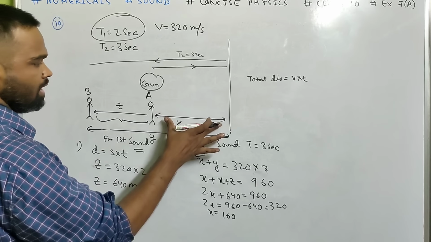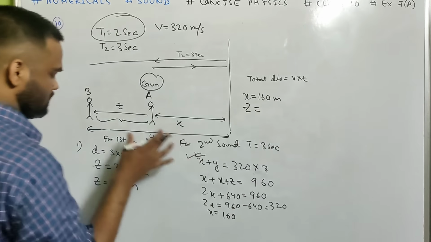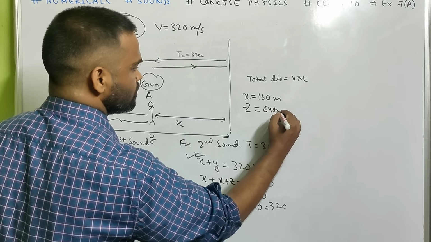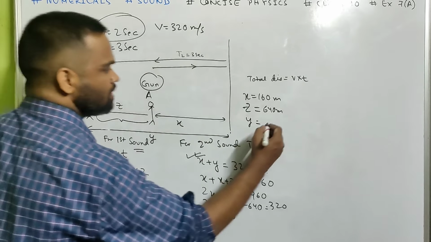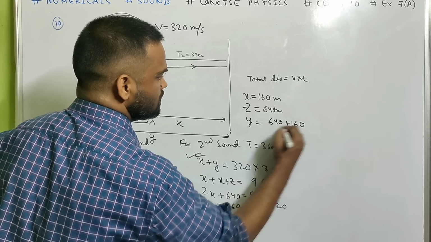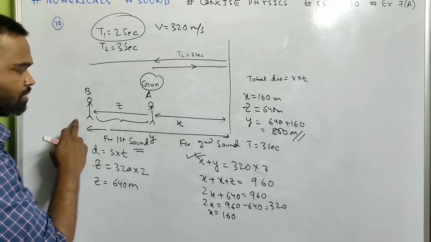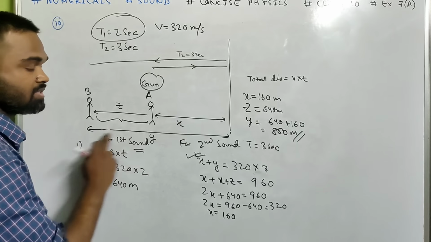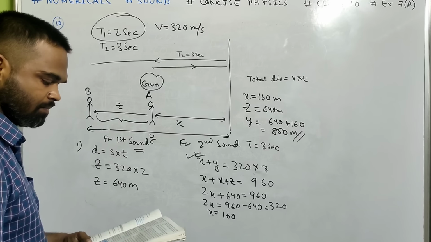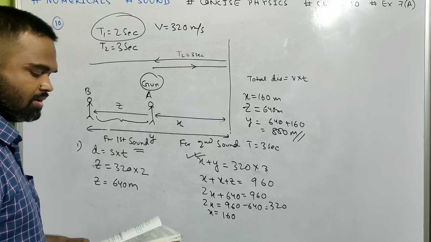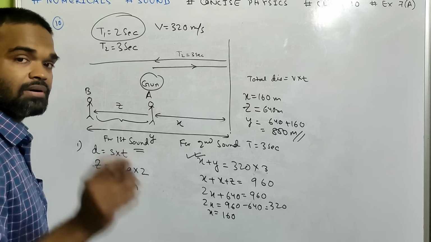Now look at this. X is 160, we got. And z is how much? 640. So y will be what? Look at the diagram. X plus z. This is 640 plus 160, 800 meter. So this person from the cliff is 800 meter, and this person A is at a distance of 160 meter. Yeah, x is 160 meter and y is 800 meter. Done.